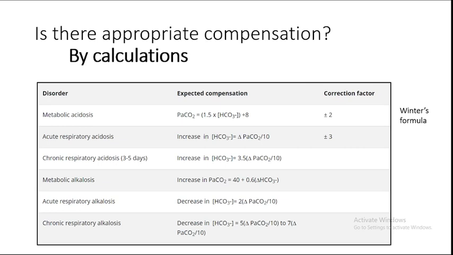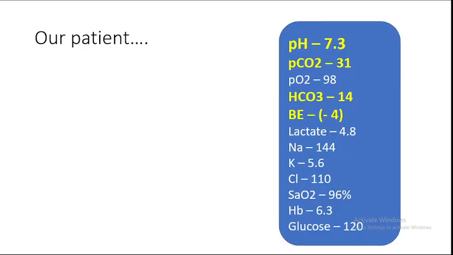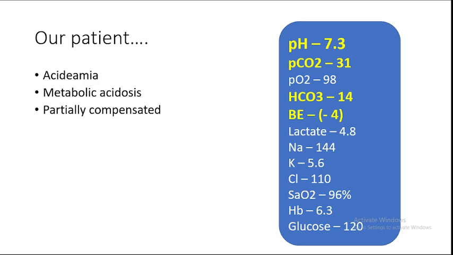But I told you there are several calculations for various metabolic abnormalities, and for considering whether it's an acute or chronic abnormality, there are certain formulae, and these can be used if you know the primary abnormality. But I'm not going to talk about this and complicate things further, right? So we are going to go into our patient's blood gas analysis. You can see there is acidemia and there is metabolic acidosis, that is the primary problem. Bicarbonate is low, there is a base deficit, that is why base excess is minus, and it's partially compensated.